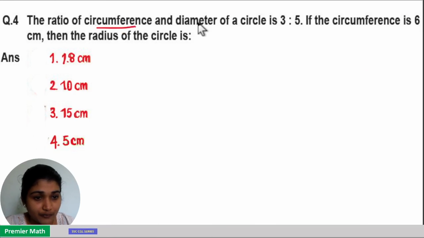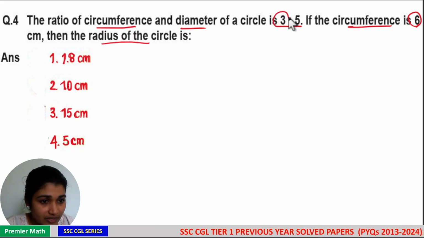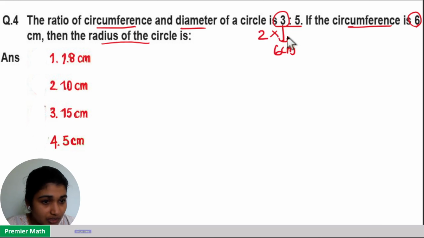The ratio of circumference and diameter of a circle is 3:5. If the circumference is 6 centimeter, then the radius of the circle is. Here circumference is given as 3 part and 3 part is equal to 6 centimeter, means 3 into 2 is 6. So 1 part is equal to 2 centimeter.